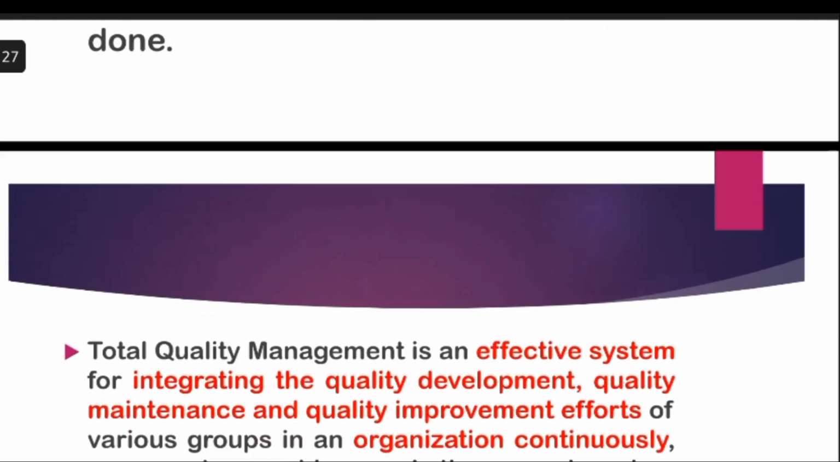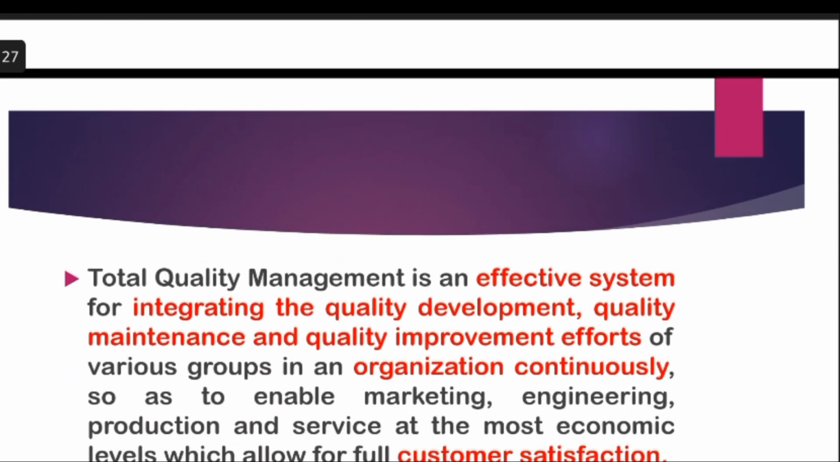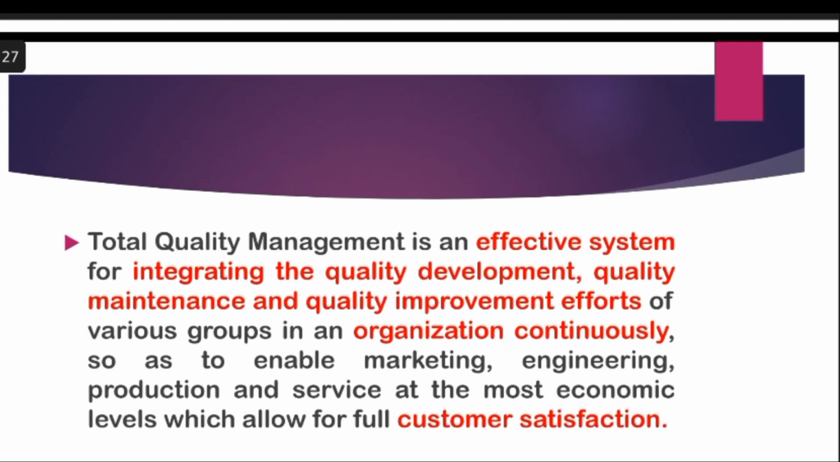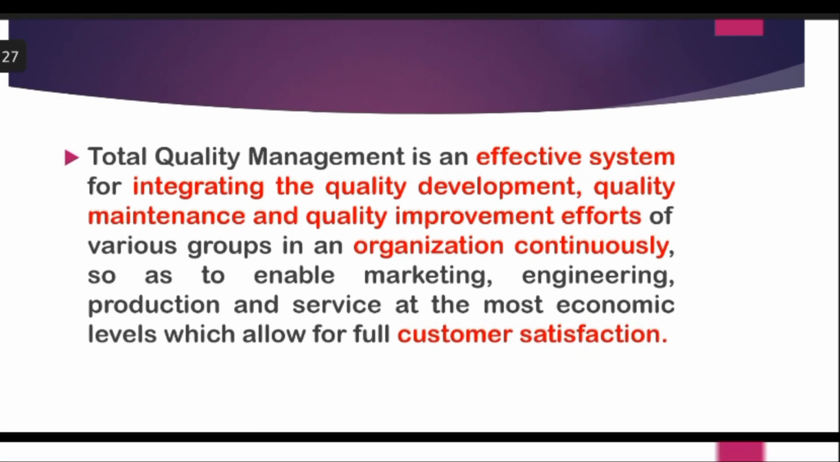Next, we are going to discuss the main definition of total quality management. Total quality management is an effective system for continuous improvement of an organization or an institution or a manufacturing industry. It focuses mainly on three things. One is quality development, second is quality maintenance, and third is quality improvement efforts, which will help the organization to continuously improve in various sectors of an industry, organization or institution to fulfill the customers.